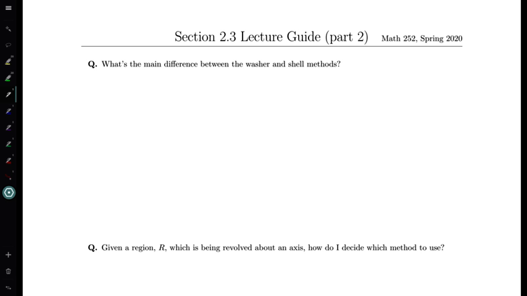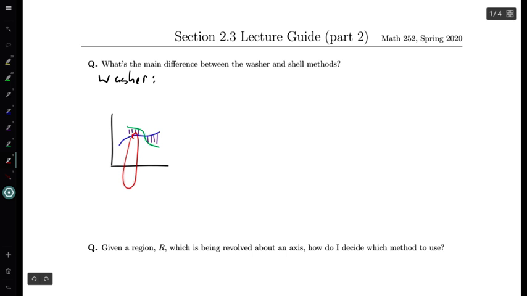In order to do the washer method, we had this setup where we were looking at maybe some functions here, and we were looking at the area between them, and we were looking at rotating this about some axis. And with the washer method, what we did was we took these vertical line segments and we rotated them about the x-axis. So taking a vertical line segment there and rotating it about the axis gives me exactly some kind of washer.